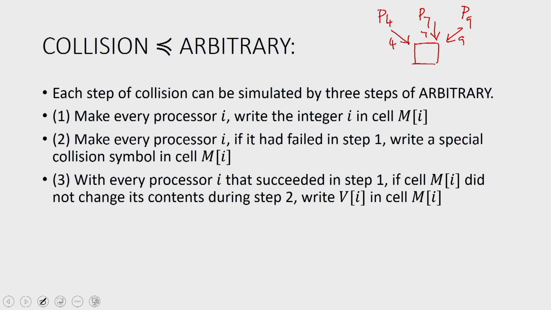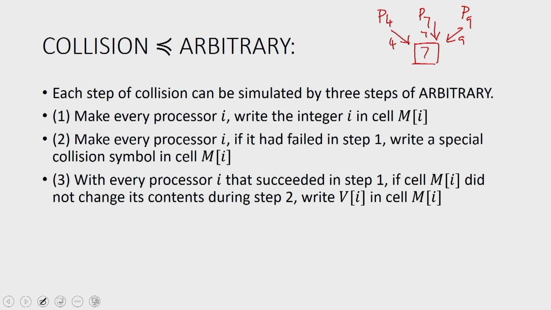But this step is being run on an arbitrary model. That is because we are simulating the collision model on the arbitrary model. Therefore, exactly one of these processors will succeed. Suppose 7 succeeds here, 4 and 9 fail. So, 7 manages to write 7 in this location. Now, if these processors read the value back, then they can know whether they have succeeded or not. So, processor 7 knows that it has succeeded, processor 4 and 9 know that they have failed.